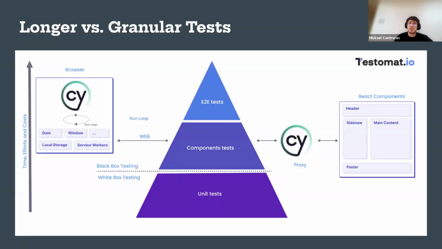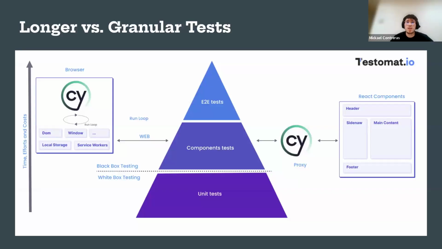This diagram helps illustrate how Cypress fits into that layer of testing strategy, from unit tests at the bottom to full end-to-end tests at the top. Unit tests are fast and cheap, but they don't tell you much about how your actual UI behaves. They're great for individual functions or components.